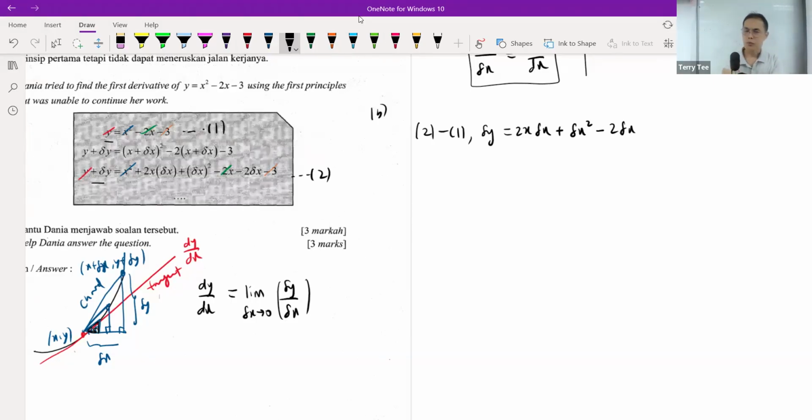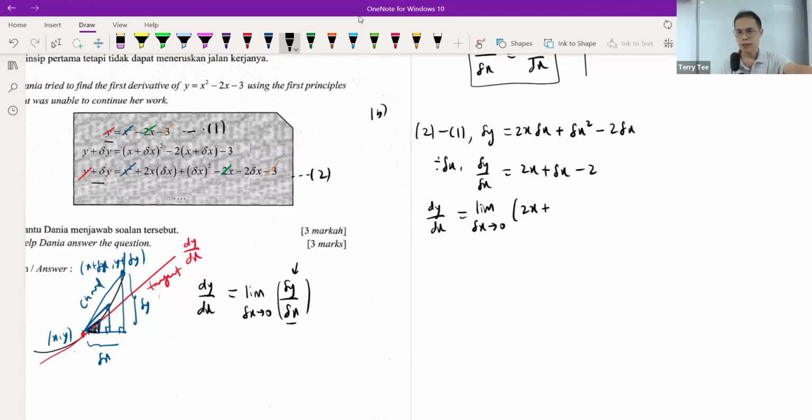Okay, so what we want to do is find delta y over delta x, which is this one, the gradient of your chord. We divide by delta x, so delta y over delta x is now 2x plus delta x minus 2. Then we take dy/dx as the limit of delta x approaching 0. So in delta y over delta x, we sub inside 2x plus delta x minus 2, replacing your delta x with 0. So you get 2x plus 0 minus 2. Answer is 2x minus 2.